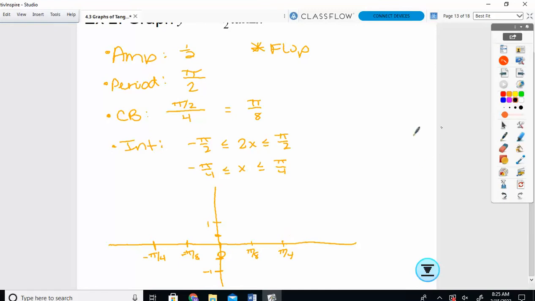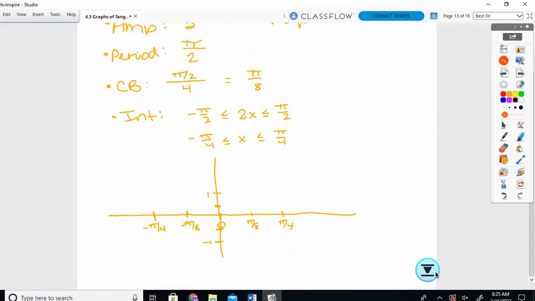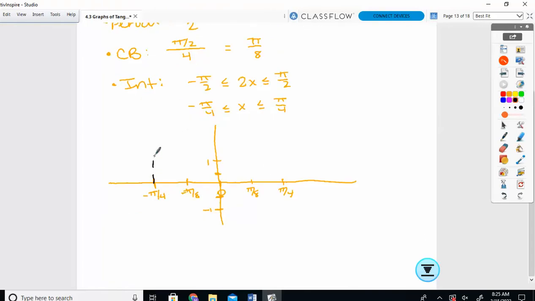Amplitude is a half. So we pick this because we'd have asymptotes on the ends. Zero in the middle. Tangent starts negative and goes positive, but we're flipping it. So at negative pi over 8 would be when you're at your positive 1/2. And pi over 8 would be at your negative 1/2.